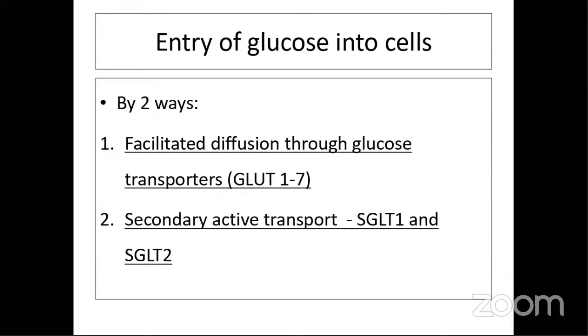Can anyone please tell me the difference between facilitated diffusion and secondary active transport? Secondary active transport is sodium dependent, and it also requires energy. Whereas facilitated diffusion does not require energy. It is a downhill transport, whereas secondary active transport is an uphill transport.